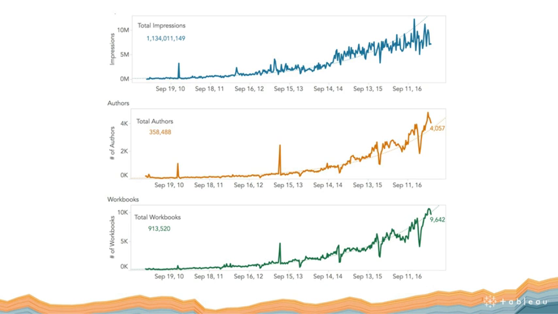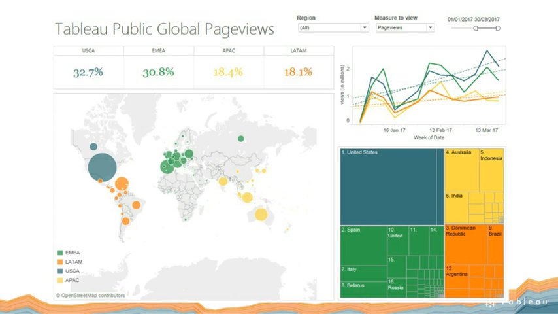Here's another one that shows how the platform is being used on a worldwide basis. One of the things we love about Tableau Public is that it's a very global footprint product. Two-thirds of all the views of Tableau Public come from outside the US and Canada. So it's a very international platform. People from all over the world, Brazil to Belarus and Australia, every continent, are using Tableau Public to tell the stories of our time with data.